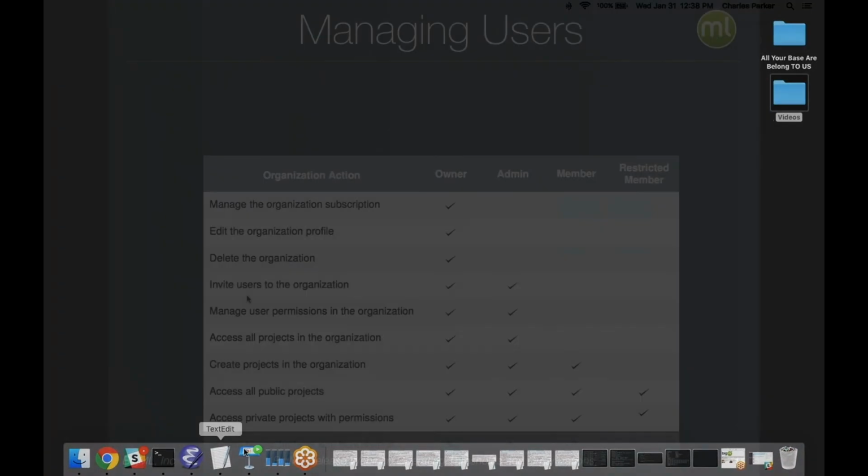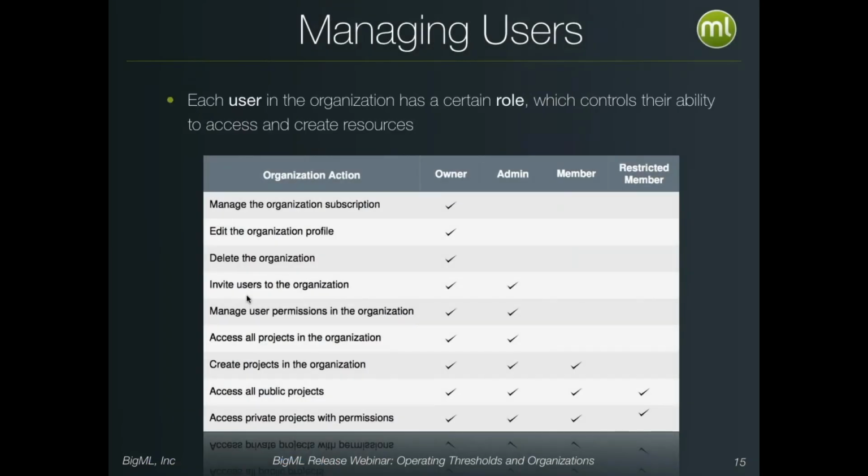Let's take a look. So users in the organization all have different roles. You can be the owner, which means you can do everything. You can be the admin, which allows you to do everything outside of basically managing the subscription level and deleting the organization. You can be a member, which allows you to create new projects in the organization, but not do really anything else at the organization level.